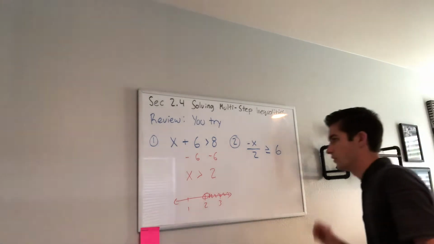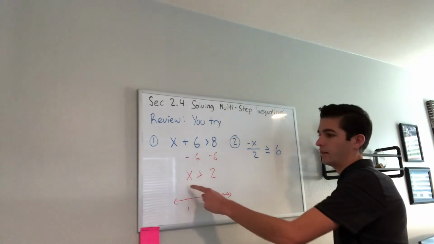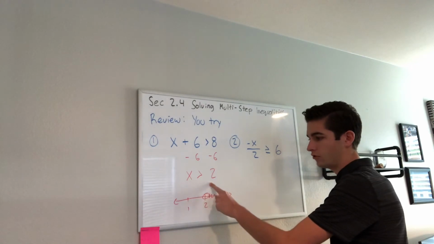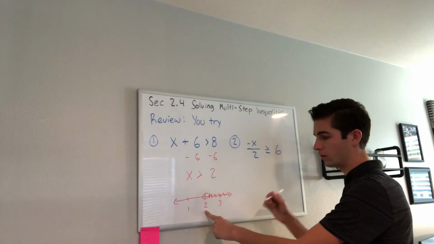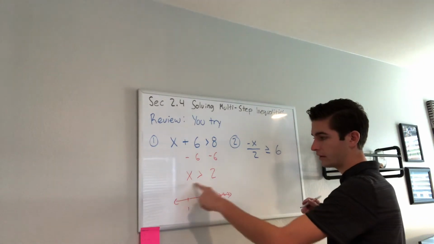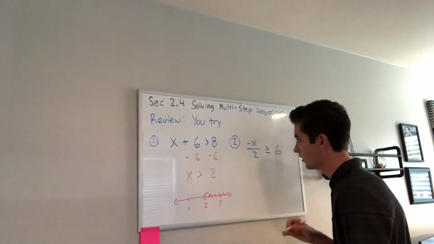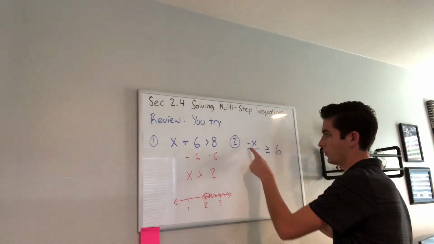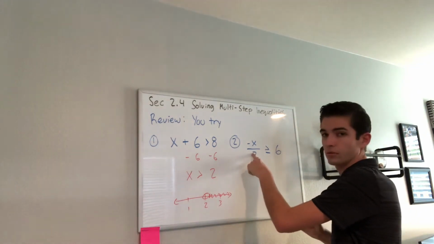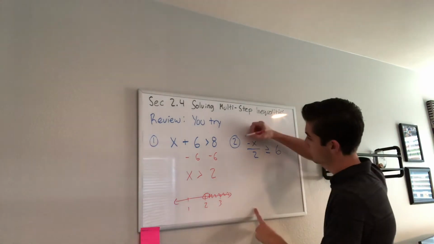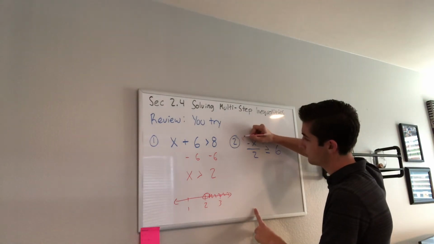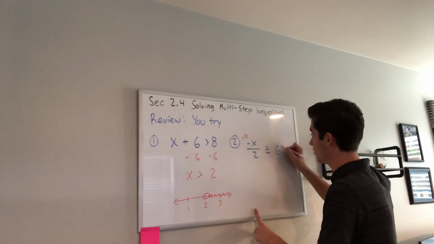Okay, so for number one, you should have got x is greater than 2. We put an open dot on 2 and we shade to the right, so we know 3 is greater than 2. And for number 2, we have a negative x over 2. Well, how do we get x all by itself? We have to multiply by negative 2 on both sides.